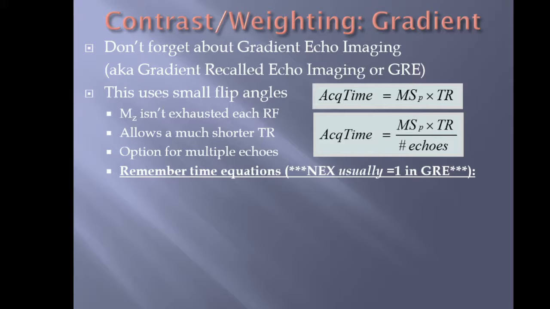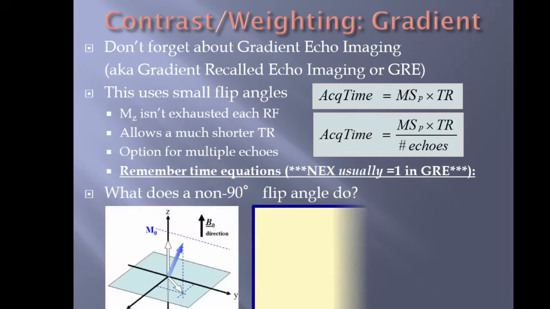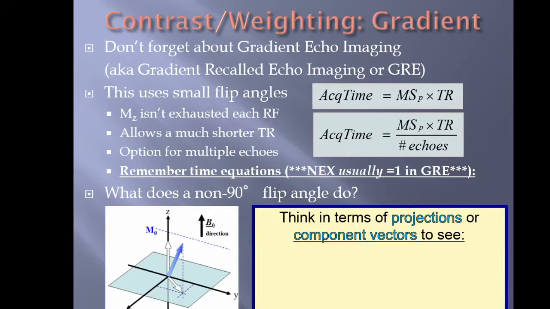And don't forget about NEX. It's possible, but in a gradient, we're trying to go fast. We're just going to assume that the NEX is always 1. All right. Now, what does a non-90 degree flip angle do?